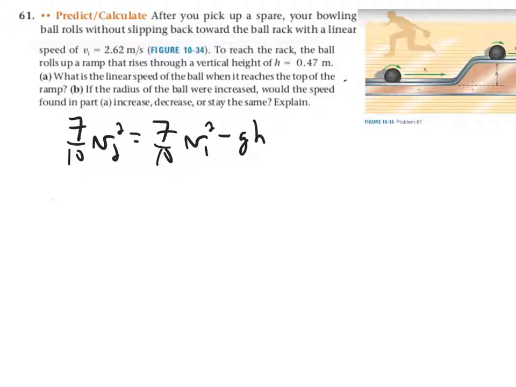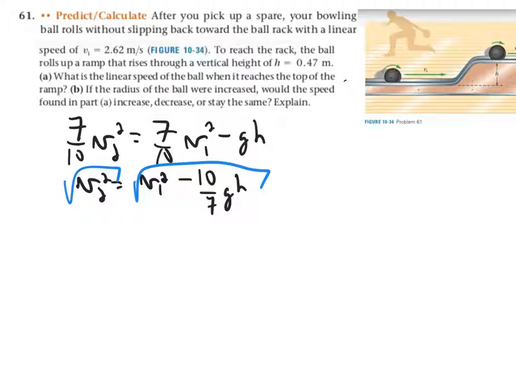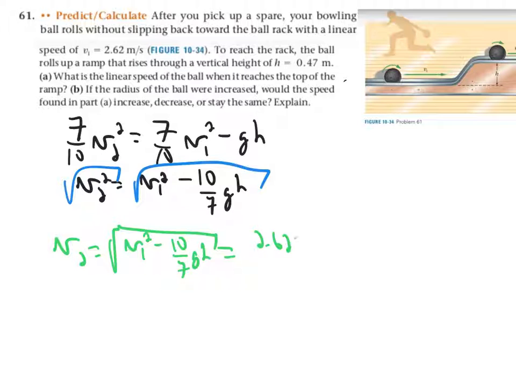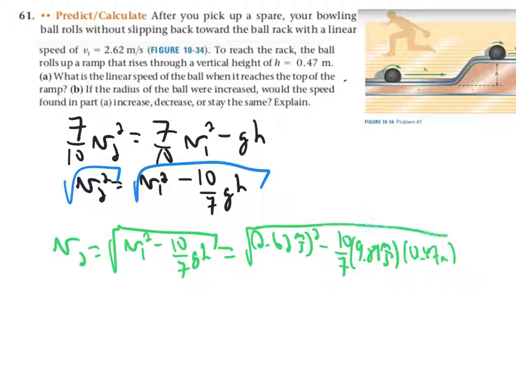So we cross multiply by 10/7, and we end up with v2 squared equals v1 squared minus 10/7 gh. And now we can just take square roots of both sides, and we're left with v2 is the square root of v1 squared minus 10/7 gh, which is all numbers we know. So it's 2.62 meters per second quantity squared minus 10/7 times 9.81 meters per second squared times 0.47 meters. And it's the root of all that.